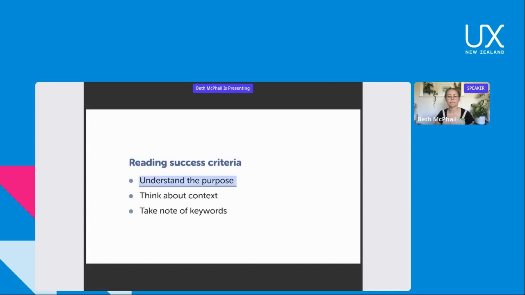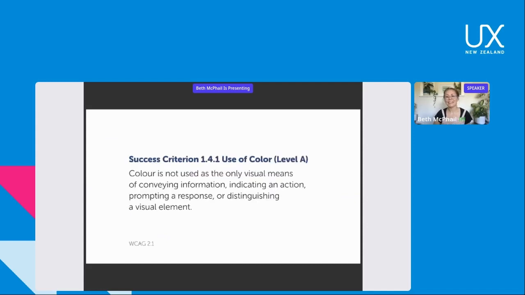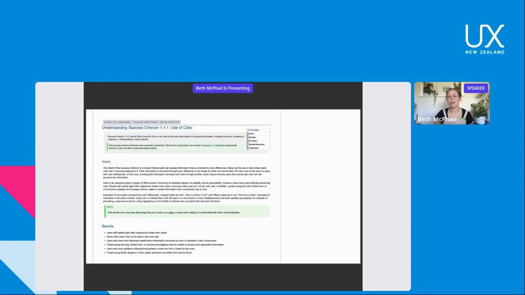Understanding the purpose. Here's an example. This criterion is what will often result in underlining links, but the criterion itself doesn't explicitly state this. It explains the desired outcomes, which means that there are multiple ways that you can achieve them. To be able to decide an appropriate solution for you, your use case, you need to understand why. This is why the understanding page is a personal favorite of mine.